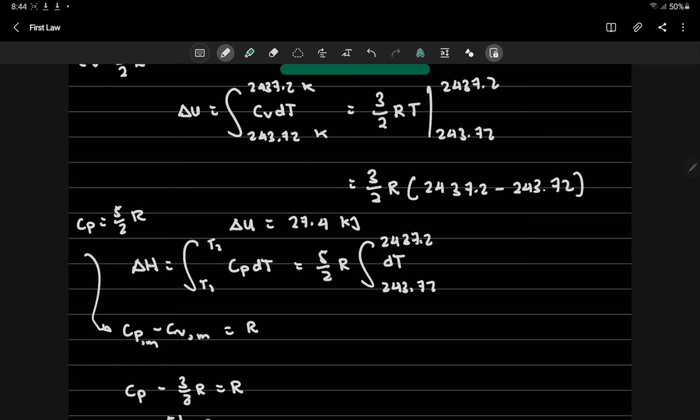2437.2. And if you do this calculation, lalabas na ang delta H will be equal to 45.6 kilojoules. So right now we have a value for delta U, which is this, and delta H, which is this. Okay? So ano na lang kulang? Si work na lang, tsaka si heat.